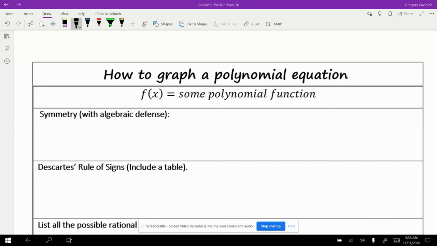Hey, today we're gonna do our last IMB of chapter 3, which is on how to graph a polynomial function. So this is putting everything together, and we're gonna start with symmetry.